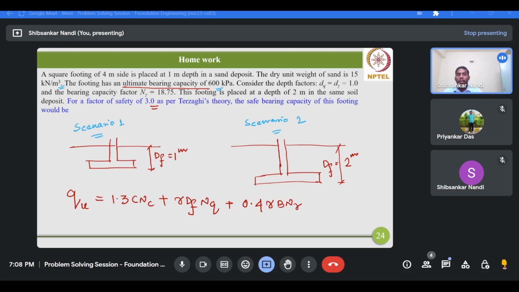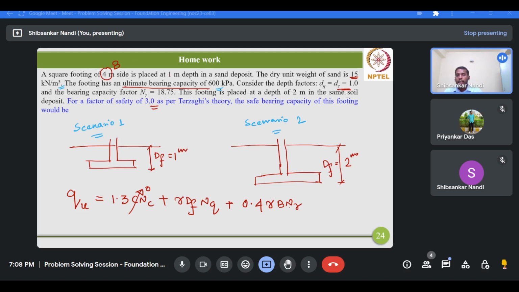Okay, and dq, d gamma depth factors here are given as 1, so no need to bother about that. Since this is a sand deposit, the first component will not be there, it will vanish, so only the second and third components will be there. And this gamma value is given as 15 kN/m³. Now Df varies from scenario 1 to scenario 2. In scenario 1 it's 1 meter, and in scenario 2 it's 2 meter. What is B? B remains constant, so it is 4 meter.